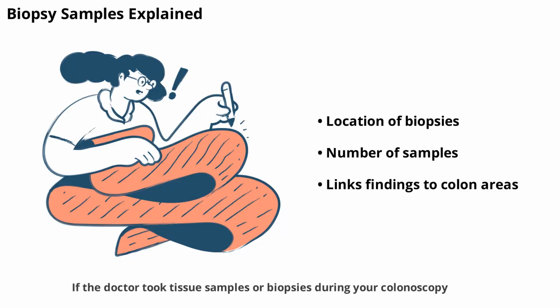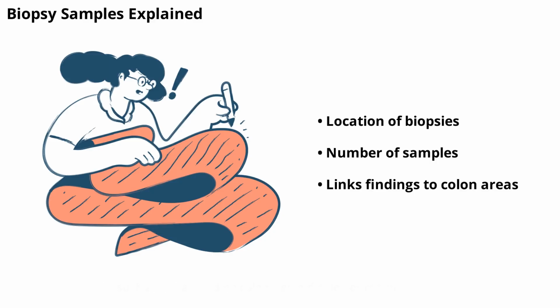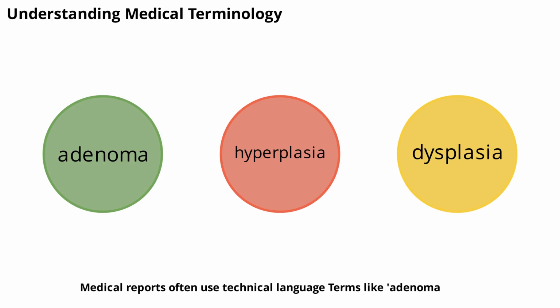If the doctor took tissue samples or biopsies during your colonoscopy, this will be noted in the report. The report will specify where the samples were taken from, such as the ascending colon, sigmoid colon, or rectum. This information is crucial because it links the lab results to specific areas of your colon, helping doctors pinpoint any issues.